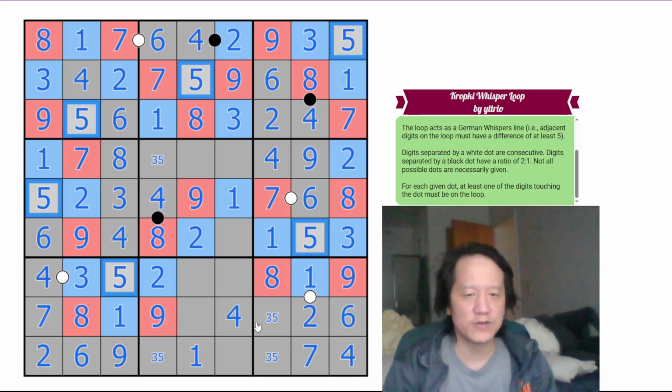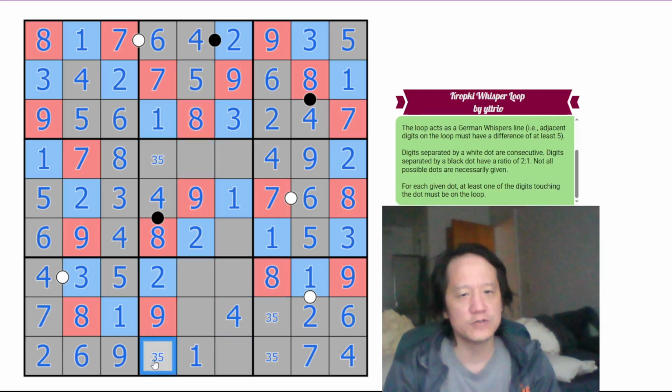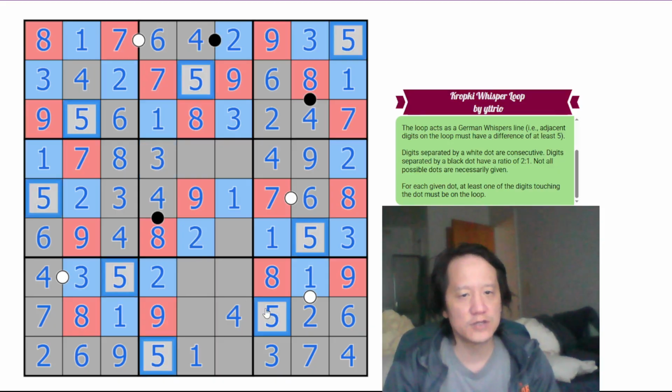5. We don't have enough 5s. Actually, we kind of do. Where is the 5 in box 8? Cannot be here. Cannot be here. Therefore, it must be one of these 2 digits. And it can't be here, so this must be 5, which makes this 3, which makes that 5. This 5 eliminates 5 here, so it's 3. So that's 5.